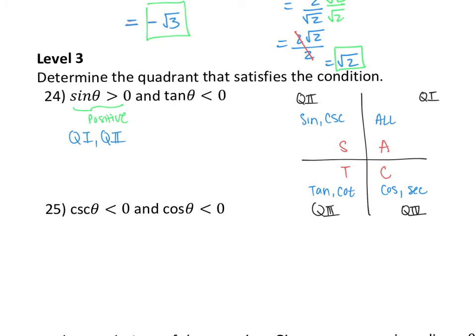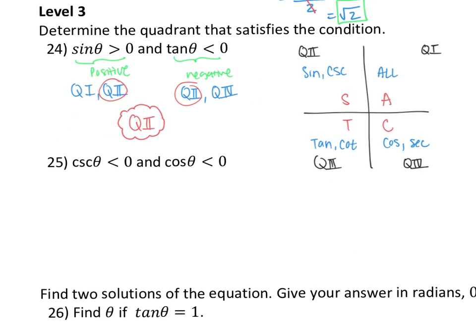As for this one here, this says tangent is less than 0. So that means tangent is negative here. So let's ask yourself, where is tangent positive first? Tangent is positive in the first quadrant and the third quadrant. So it's negative in the second quadrant and the fourth quadrant. So I'm asking myself, where is it not positive? And it looks like the one that matches for both conditions is the second quadrant. So the second quadrant here is where our trig function is going to satisfy.